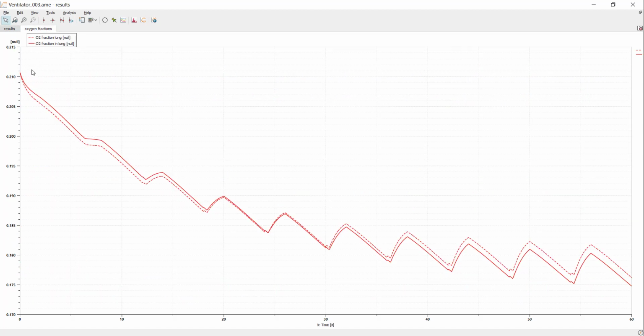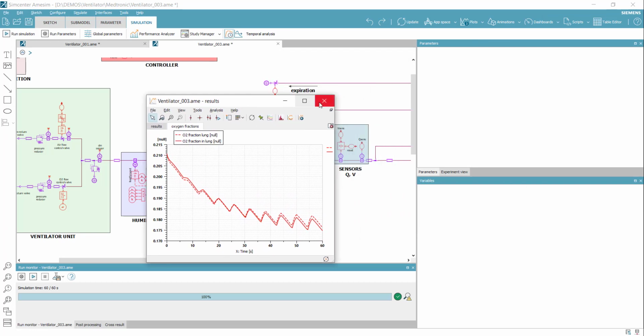What we can specifically see is that on the oxygen fraction, the solid line ends up being lower. So with connecting the ventilator to two patients, we'll see that there is less oxygen available for each patient.